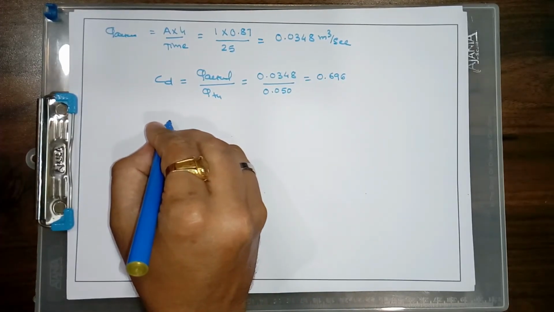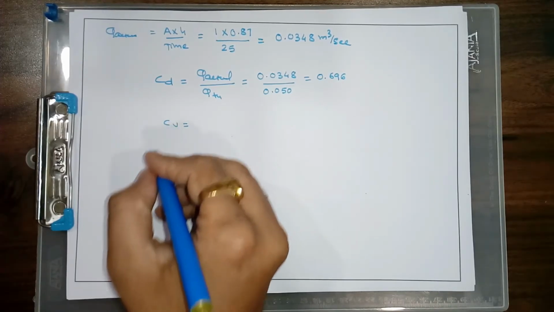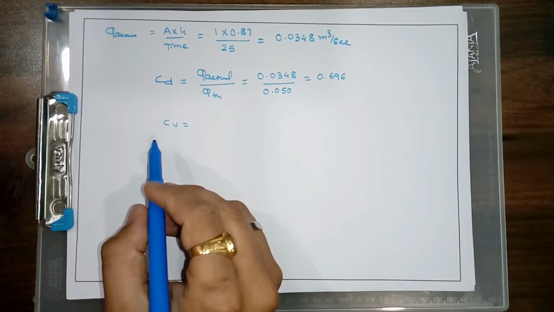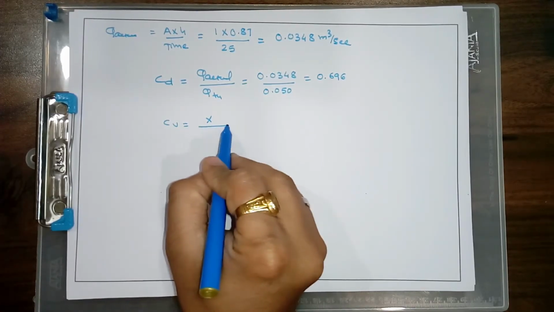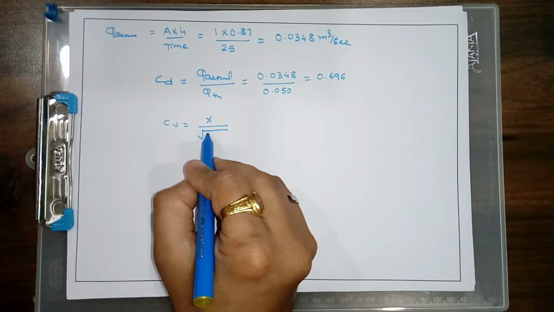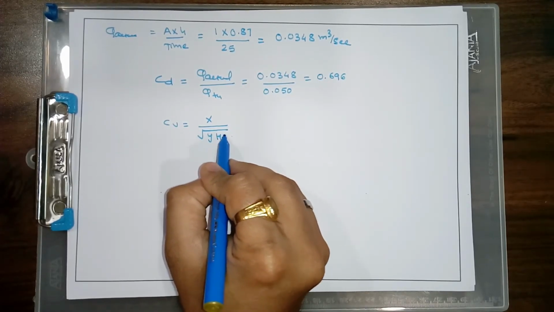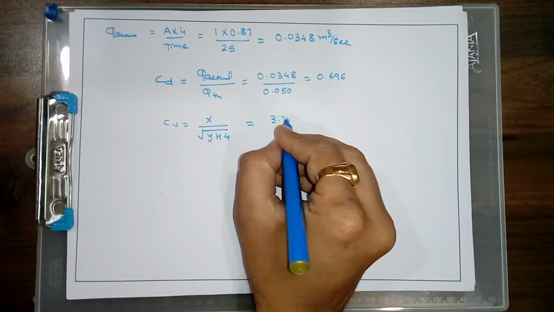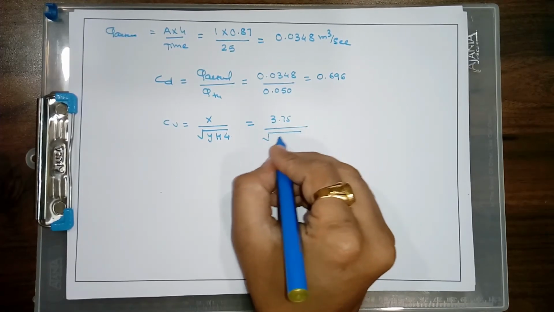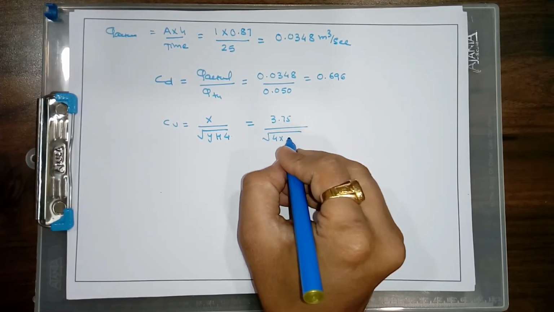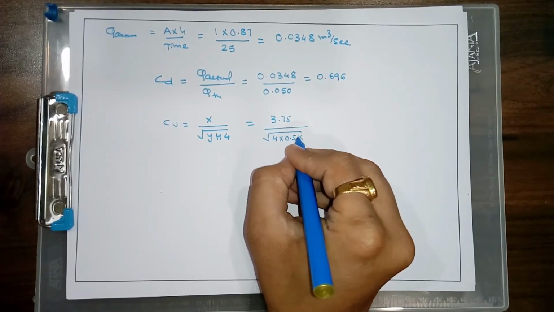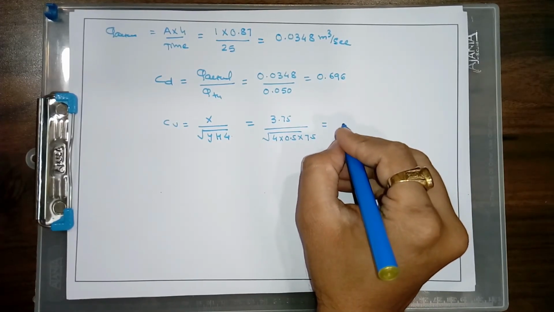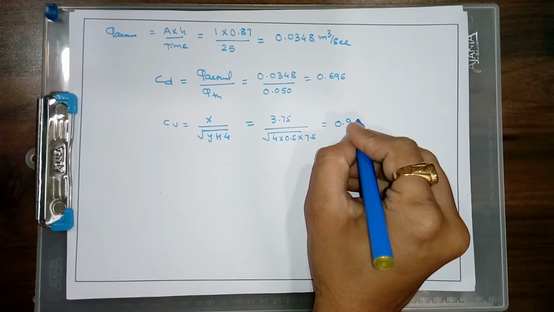Now students, using the given experimental results of point P in x and y direction, we can calculate the coefficient of velocity, which equals x divided by under root of 4YH. The dimension x of point P is 3.75, the vertical dimension y of point P is 0.5, and the head available is 7.5 meter. So we get the coefficient of velocity, that is 0.96.